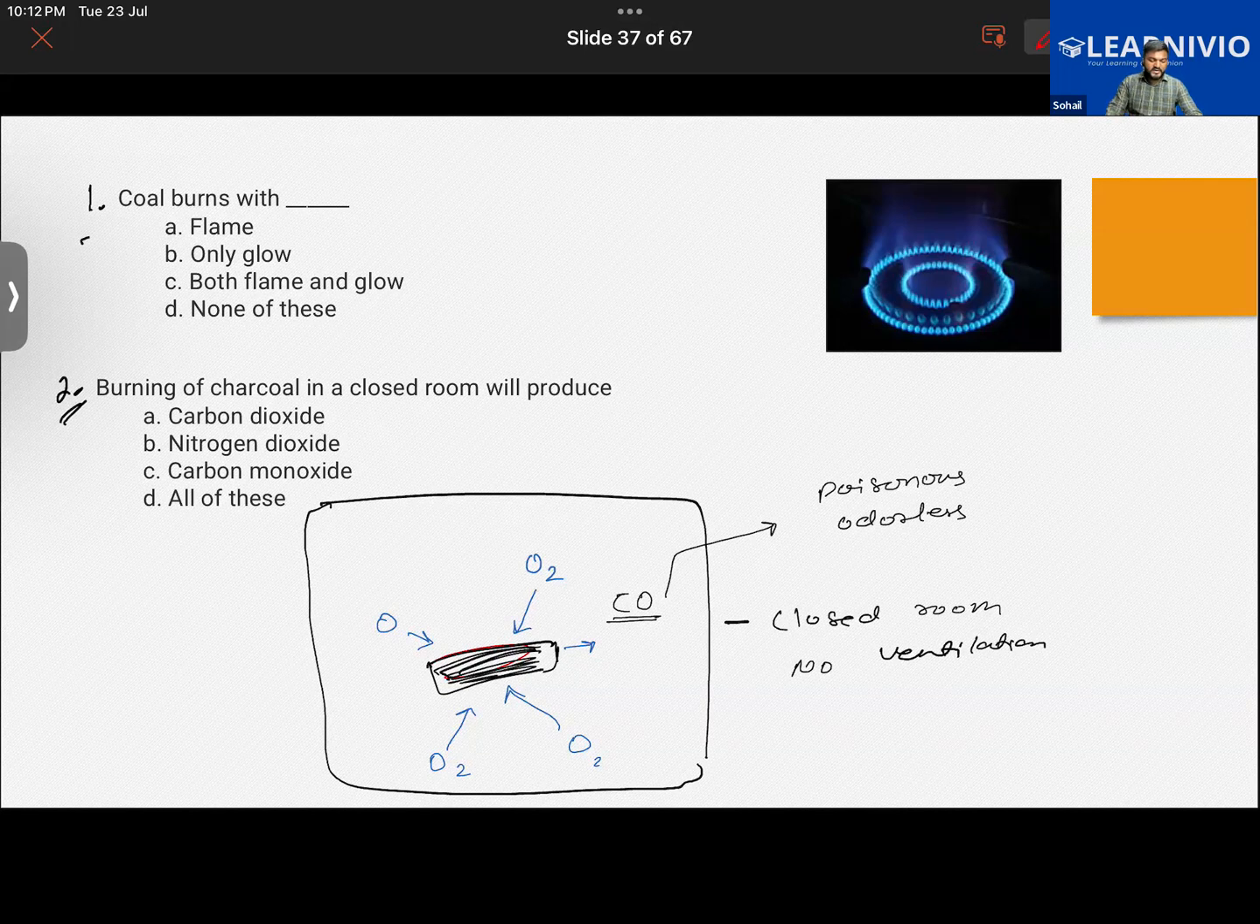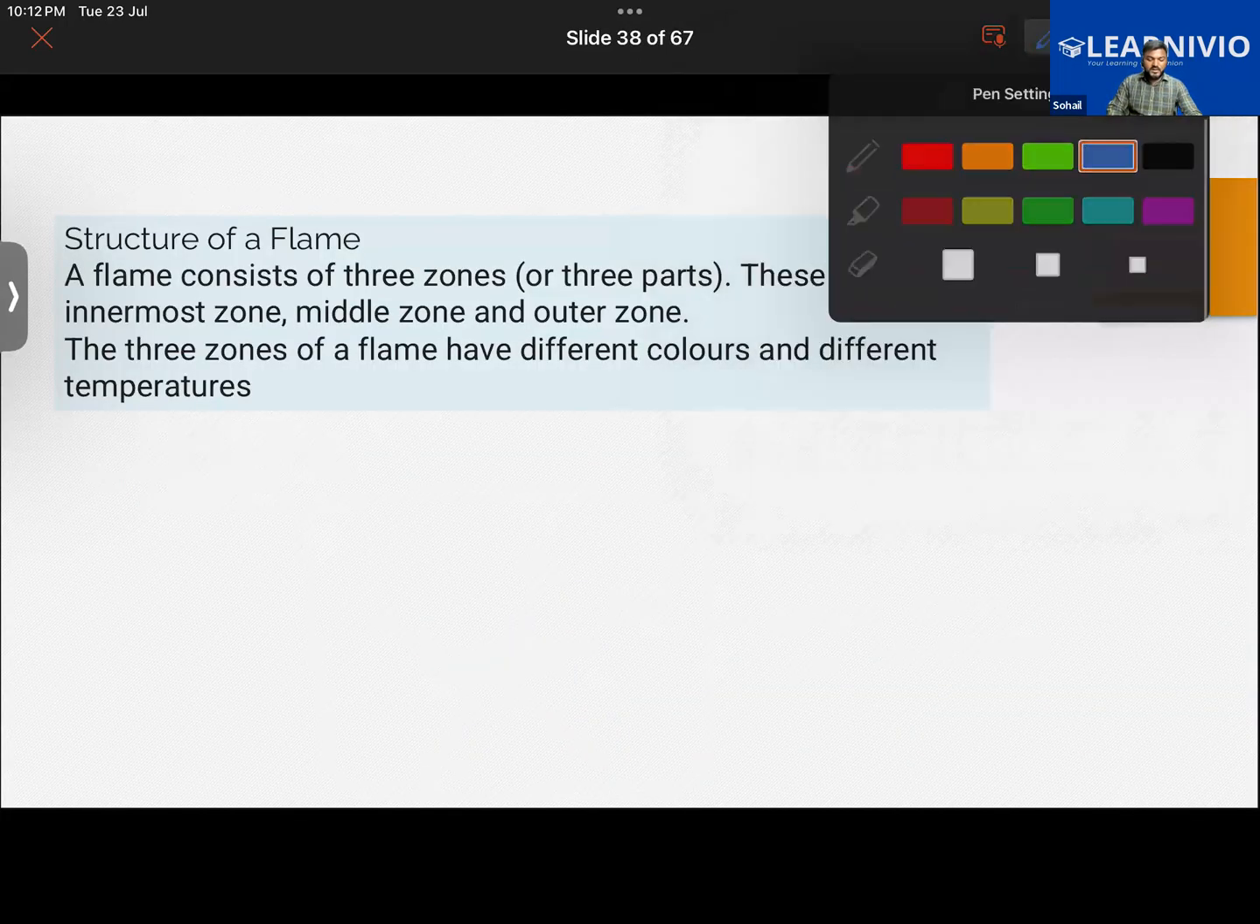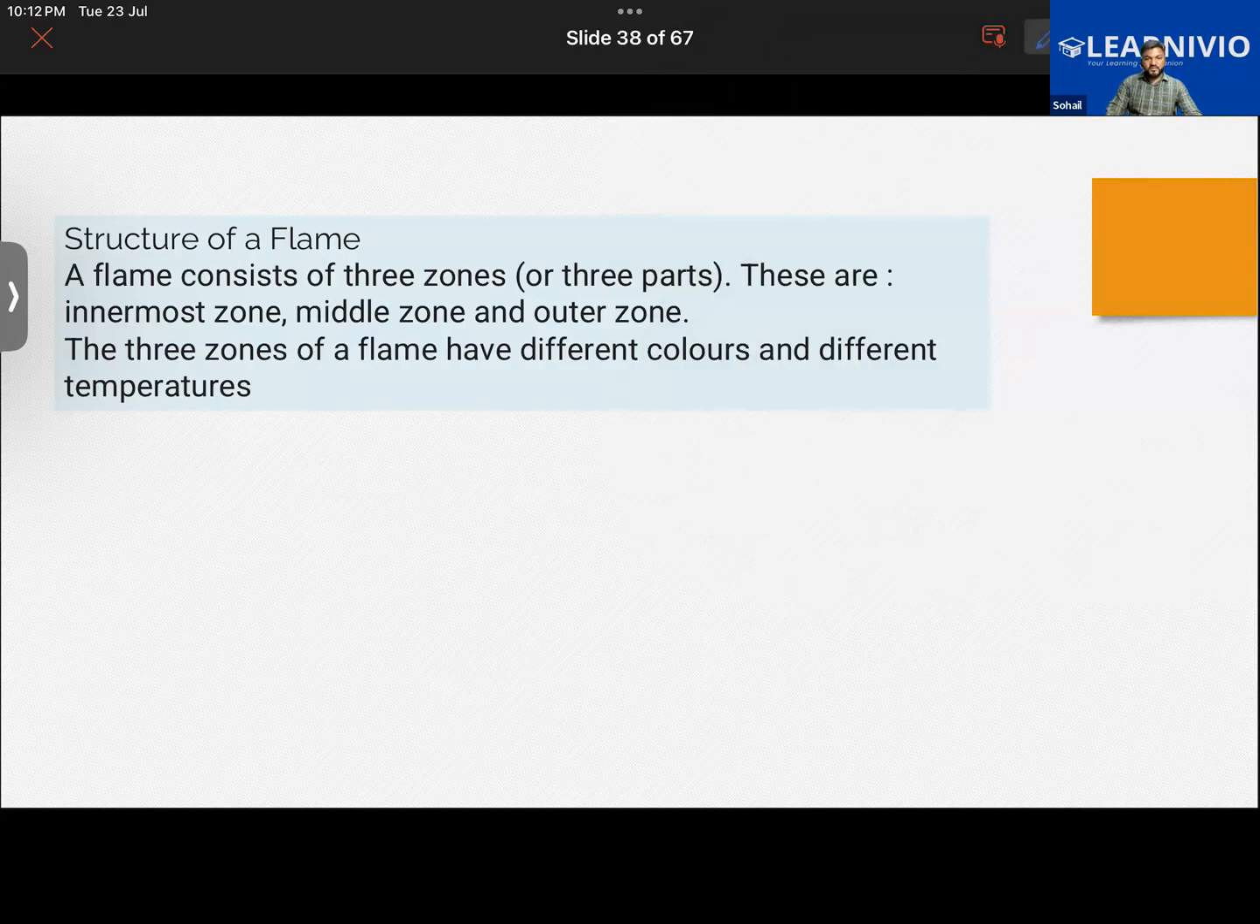So the answer for the second question would be, obviously, do I need to answer it now? You guys already know the answer. Carbon monoxide. Awesome. Good. Now we are going to learn about the structure of a flame.